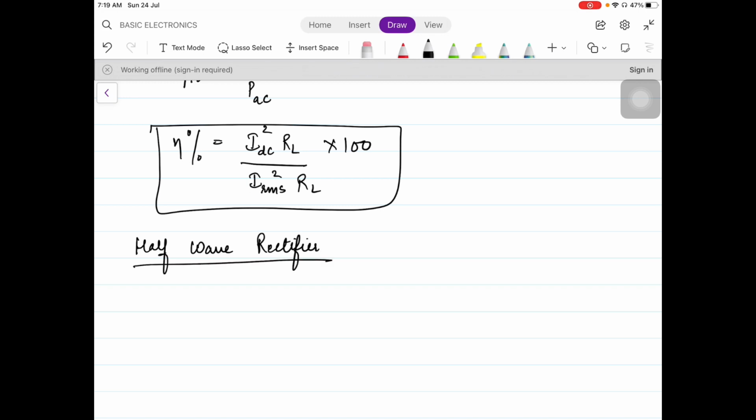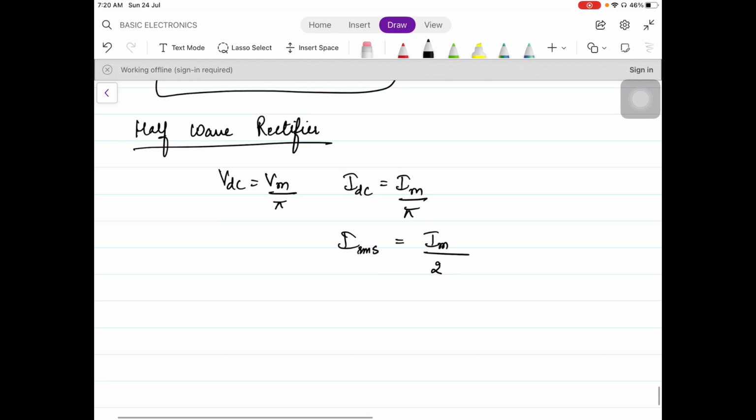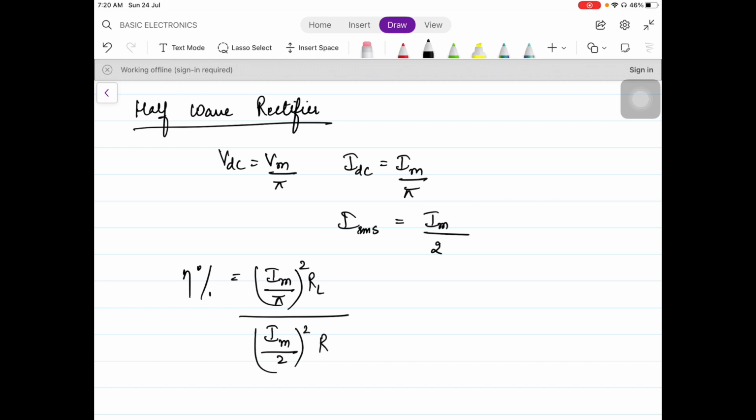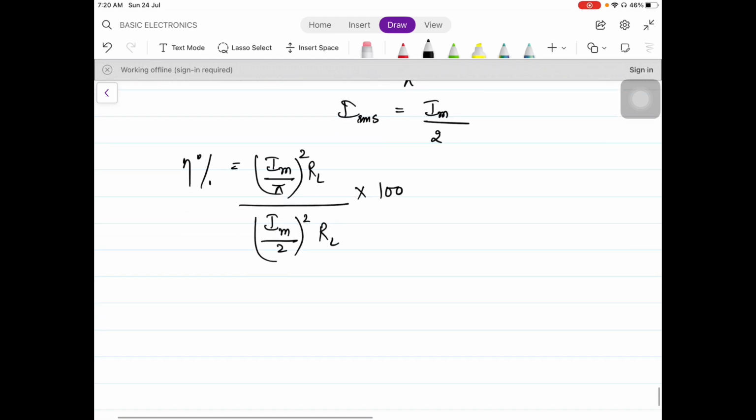we all know that VDC for half wave rectifier is Vm by pi, and therefore the current IDC is equal to Im by pi. Similarly, IRMS for half wave rectifier is Im by 2. Therefore, eta percentage is equal to IDC square RL, that is Im by pi square RL, divided by IRMS square RL, that is Im by 2 square RL, into 100. This is the formula.